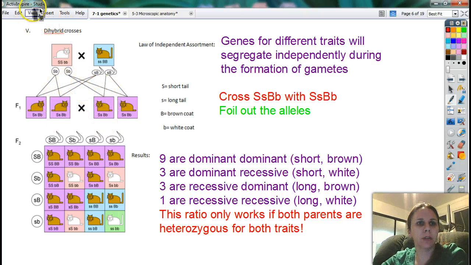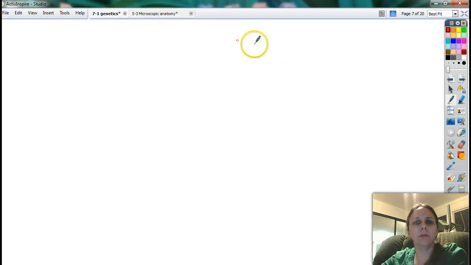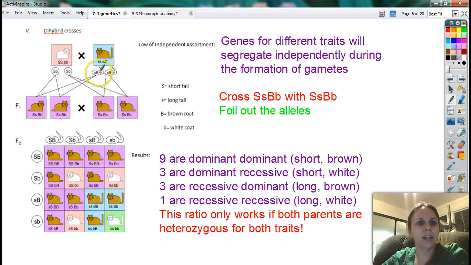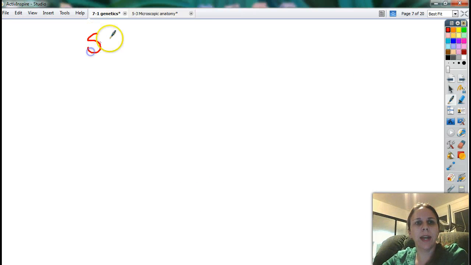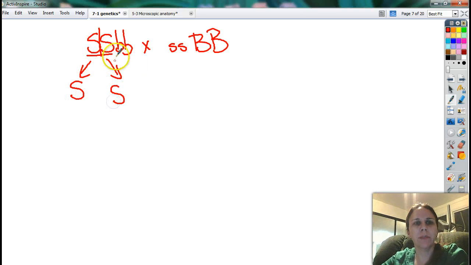So what I'm going to do is I'm going to insert a page here. Okay, so we've got big S, big S, small b, small b, and small s, small s, big B, big B. So I've got a cat who's big S, big S, small b, small b, crossed with a cat who's small s, small s, big B, big B. So how do I figure out what the eggs and sperm are going to carry? Before it was easy, we just separated them in half. Well, it's kind of true. So these two are going to separate into big S, and the two b's are going to separate into little b, little b.